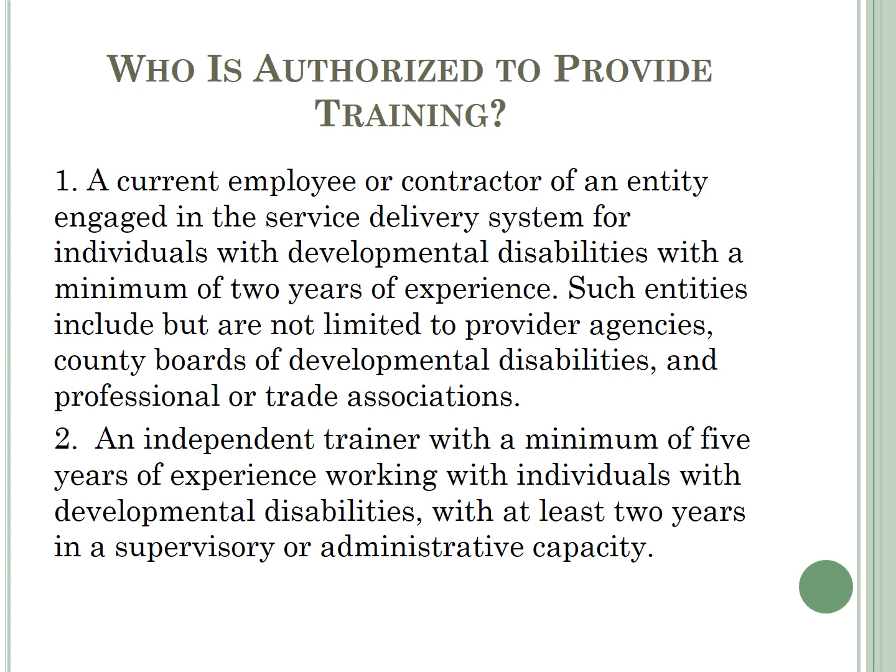Now, if you're an independent trainer, you would be authorized to train if you have a minimum of 5 years of experience working in the field, with at least 2 of those years being as a supervisor or in an administrative capacity. So these are some of those agencies that don't provide services but that just do training, and that's the training requirement for those types of entities.